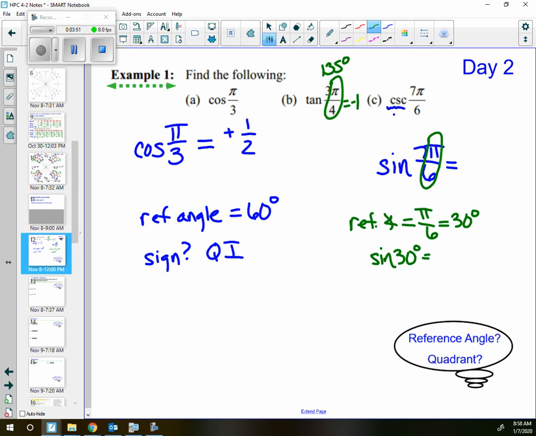And then we can figure out the quadrant for the sine. So sine of 30, that's the short leg, so that's 1/2. So we know what the ratio is going to be. It's for sure going to be a half. Now let's figure out what the sign of my answer is going to be by figuring out the quadrant.